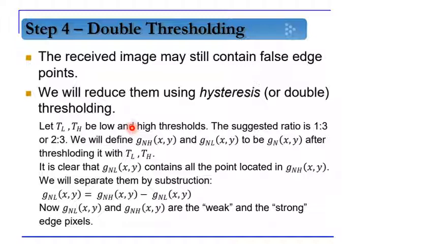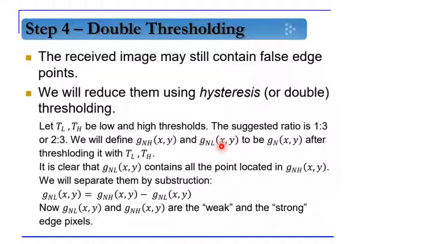But whatever points are present in gNH(x,y), they are the strong edge points. That means what? They are the true edge points. These points are going to lie on my edge. So all these points in gNH(x,y) I can directly consider as my actual edge points. But there may be a few edge points missing, and if a few edge points are missing, that means the edge will be broken there. So we have to fill those gaps of the edge. We have to find those true edge points from gNL(x,y).